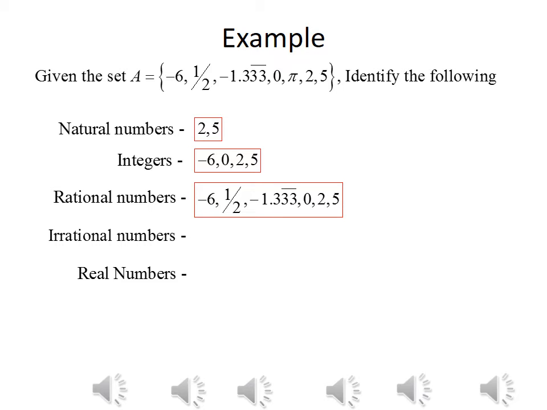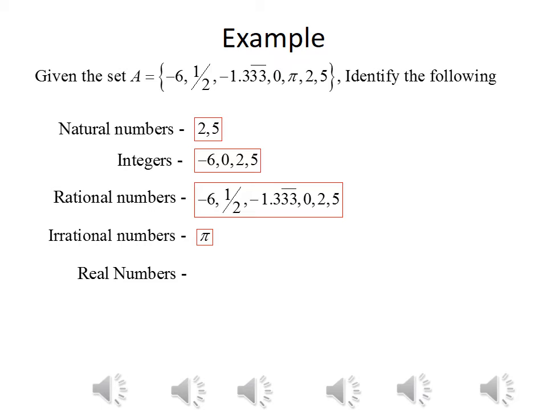The rational numbers are numbers that can be written as a fraction. So remember, integers are rational numbers because you can always write them as the number divided by 1. So for example, -6 we could write as -6/1, so it can be written as a fraction. That makes it a rational number. Also, any decimal that is terminating or repeating is a rational number. And anything that can be written as a ratio or fraction is a rational number. So from our set A, the rational numbers are -6, 1/2, -1.3333 repeating, 0, 2, and 5.